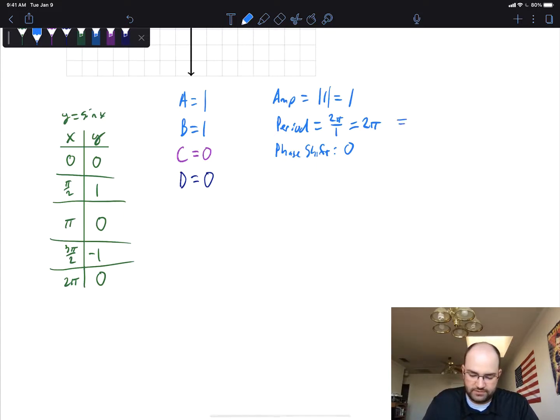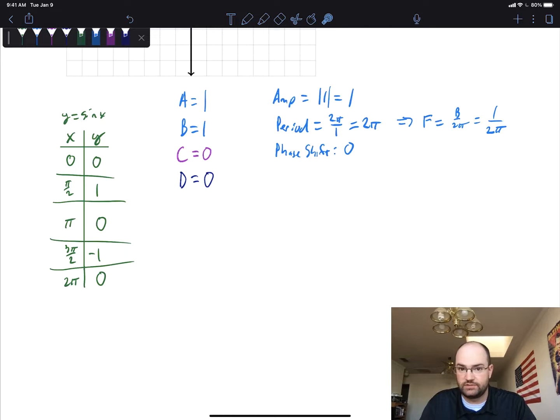But the period also tells me that the frequency is the following. It's 1 over the period, or in other words, it's B over 2 pi, which would be 1 over 2 pi. In other words, this tells me that it goes for 1 cycle every 2 pi radians. That's what it tells me.